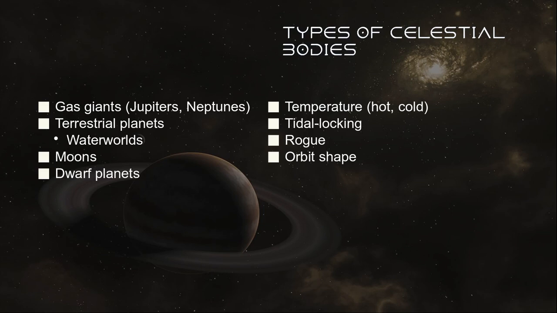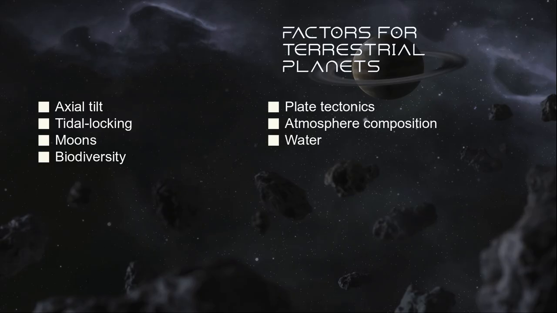Orbit shape would also play a role in seasons because the proximity a planet has to its star during its orbit, alongside its tilt, is what gives it its seasons. When it comes to terrestrial planets, there are several factors to consider.